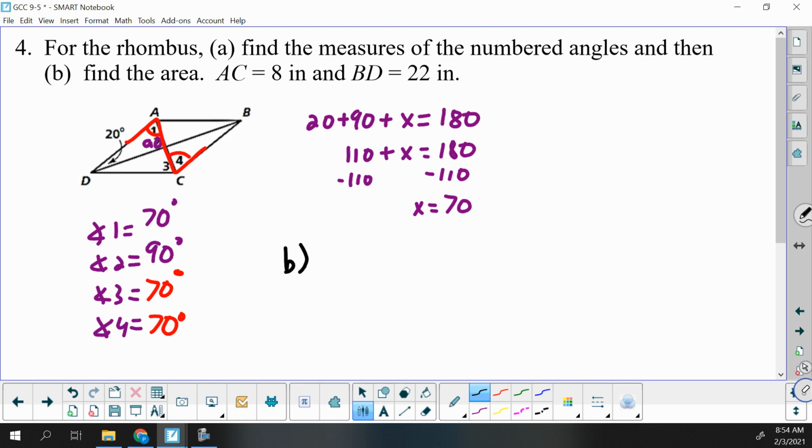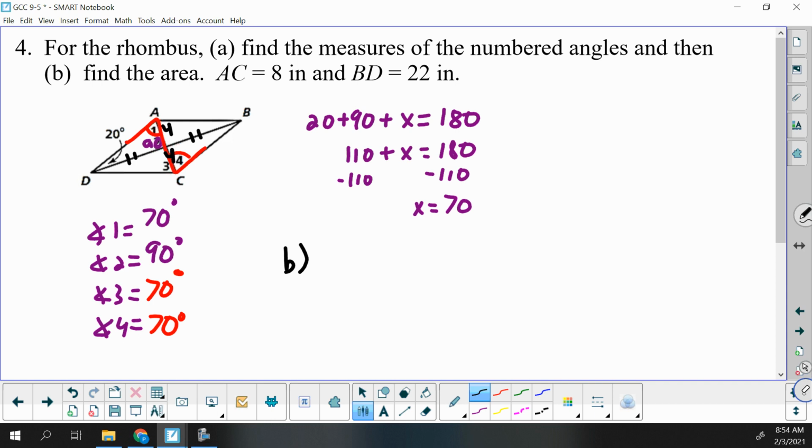Part B, they tell us AC is 8 and BD is 22, so we want to find the area. Well, diagonals bisect each other, so if AC is 8, that means this is 4, and this is 4. And if BD is 22, that means that's 11 and that's 11.